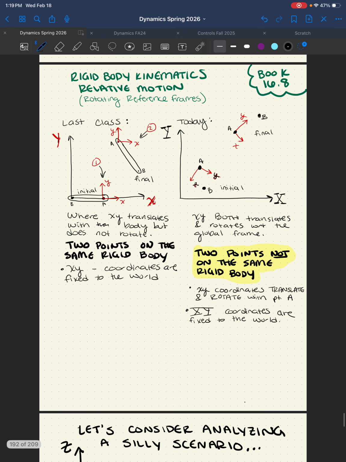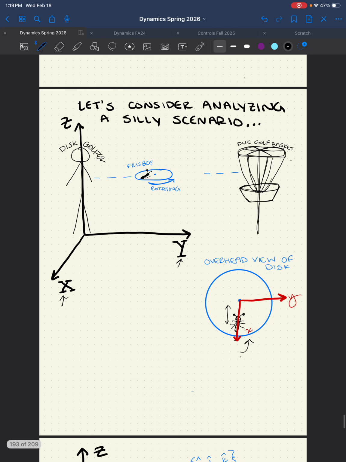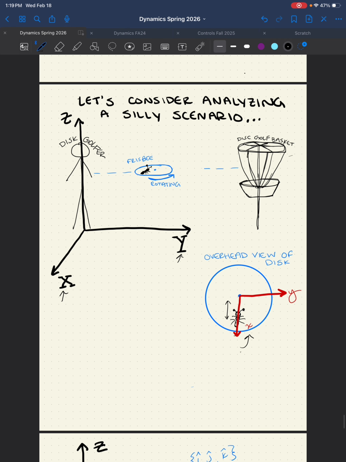Okay? However, let's talk about a silly scenario. And I'm going to use this scenario to help introduce all of the different reference frames that we're going to talk about today. Okay? So my husband likes to play disc golf or frisbee golf.